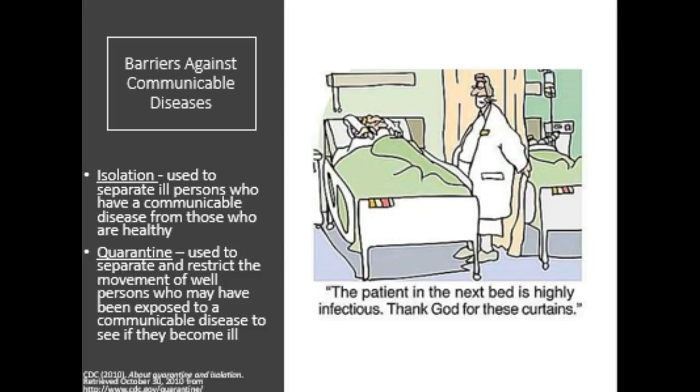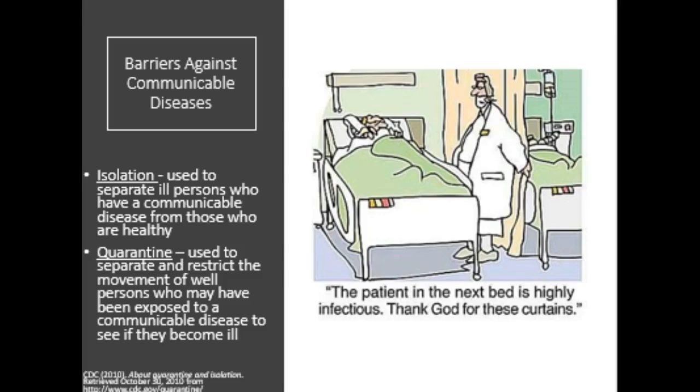Two terms that I hope you're familiar with are isolation and quarantine. These two methods provide a barrier between infected individuals or potentially infected individuals and healthy people. Isolation is when we take a person who is sick and separate them from the rest of the population. It is used to separate ill persons who have a communicable disease from those who are healthy.